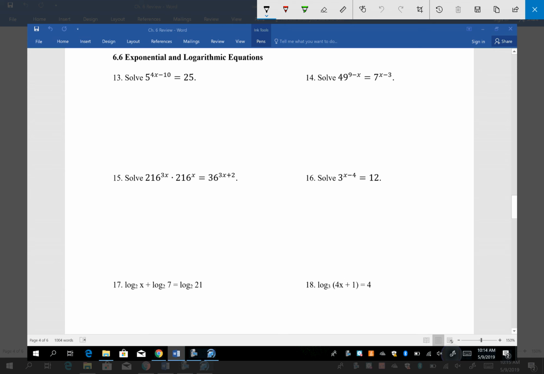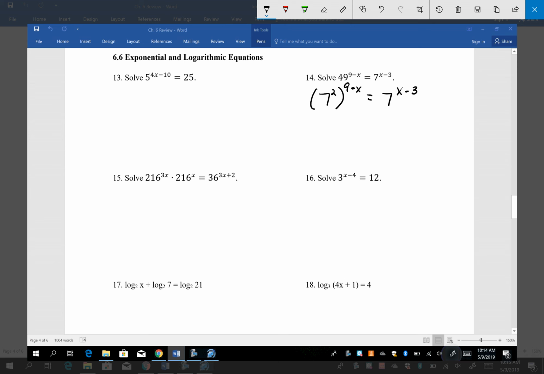First thing I see is a base of 49 and a base of 7. I can rewrite 49 as 7 squared, because 7 squared is 49. In order to solve exponential equations, my first goal is to try to rewrite them using the same base. If I can't, like when you do number 16, there's no way to rewrite 12 with a base of 3. So number 16 is your chance to use the log on both sides.